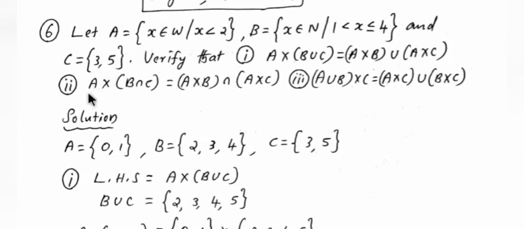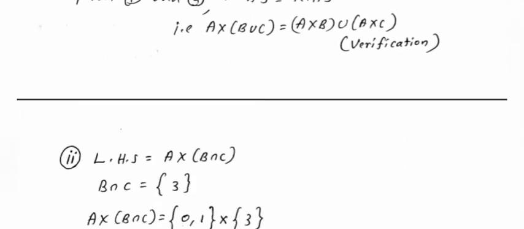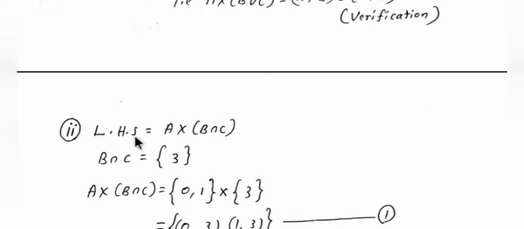Second is, here we have to take LHS is equal to A cross B intersection C. RHS is this one. First take LHS: A cross B intersection C.